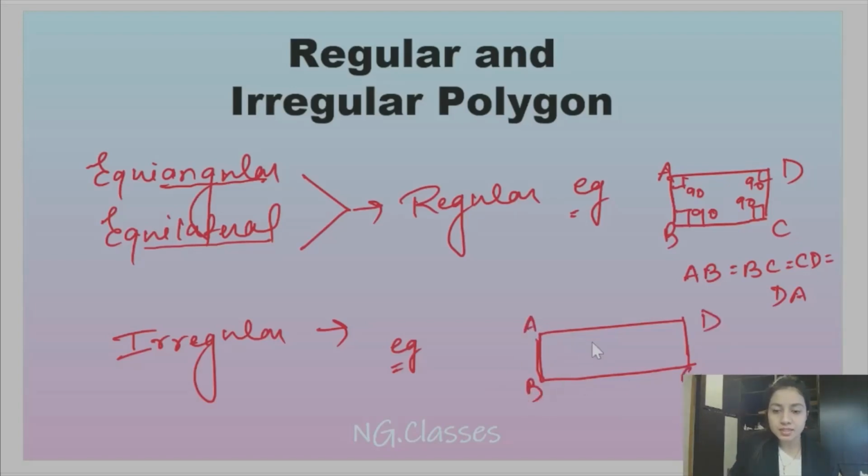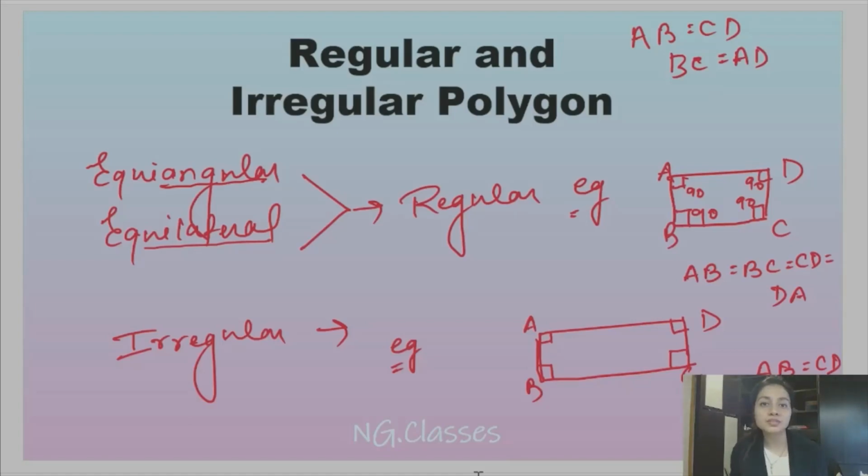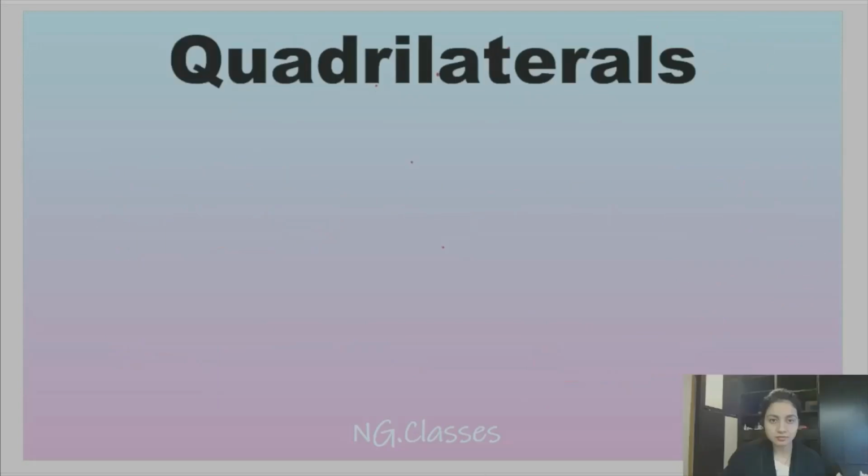In rectangle ABCD, all the angles are the same, that is 90 degrees. It's equiangular. But is it equilateral as well? No. Here AB is the same as CD and side BC is the same as AD. So all the sides are not the same. It's not equilateral. So a rectangle is an irregular polygon.